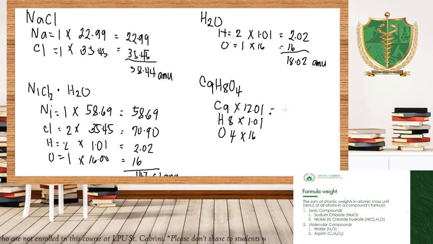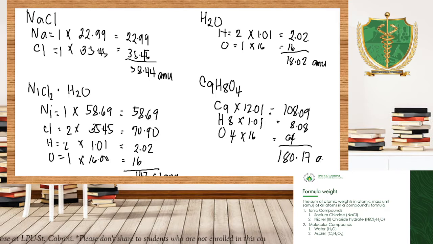12.01 times 9 is 108.09. 8 times 1.01 is 8.08. 16 times 4 is 64. 64 plus 8.08 and 108.09 gives us 180.17 AMU. Okay? So this is how you are going to get the formula weights.